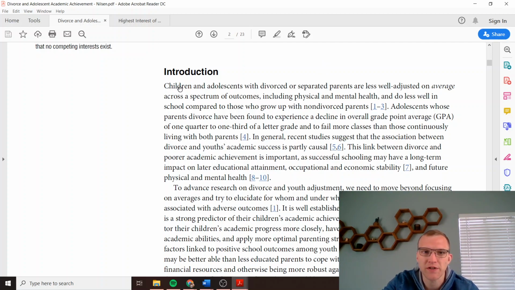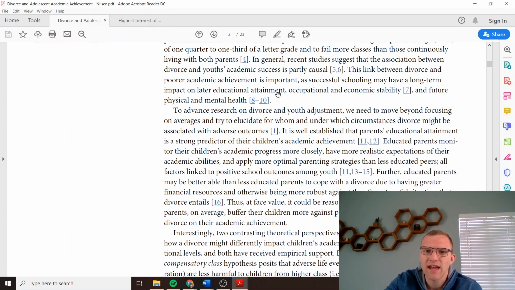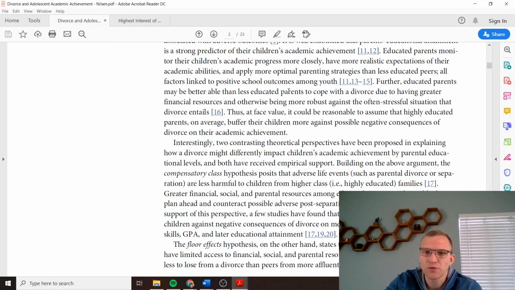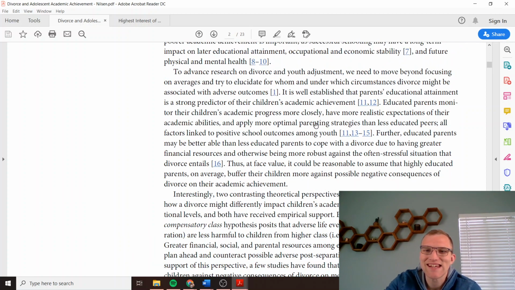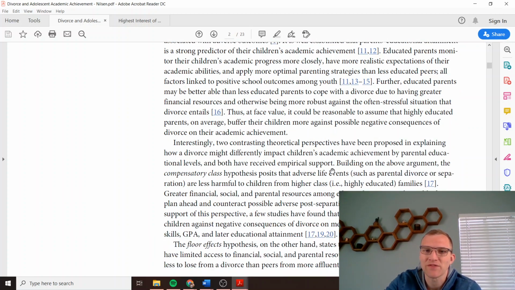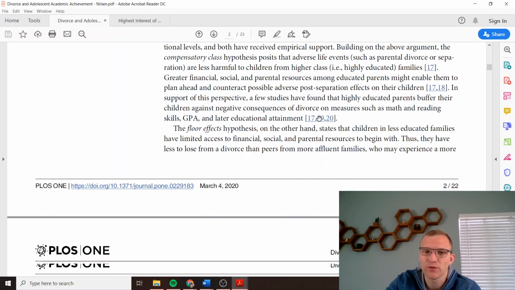So here in the introduction, they talk about children and academics with divorced or separated parents are less well-adjusted on average. So they're saying, okay, children of divorced parents often have difficulties in physical and mental health and school, etc. It's providing some context. And then as we continue, one of the things they're doing is they're telling us some of what other people have said about the topic, including footnotes.